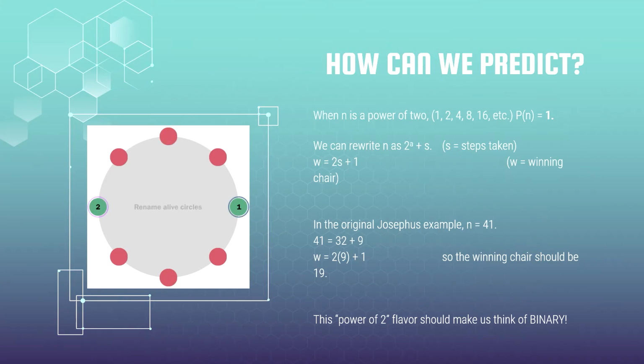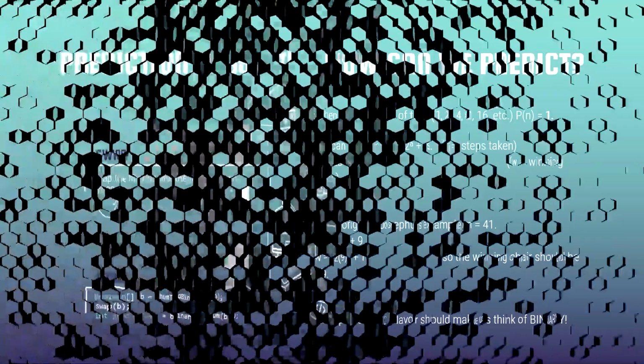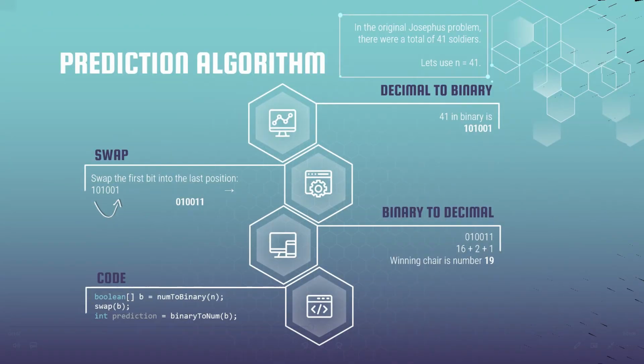We can use the binary representation of n to solve this problem too, which brings us to the prediction algorithm that we used in our program. First, we have to convert n into its binary representation. In order for this algorithm to work, the leading bit must be a 1. For example, 3 will be written as 1, 1, not 0, 1, 1.